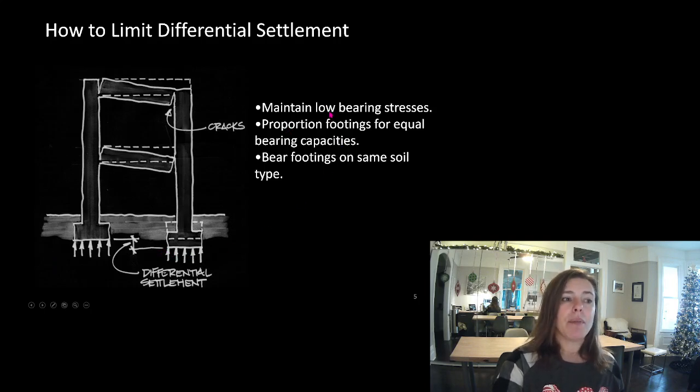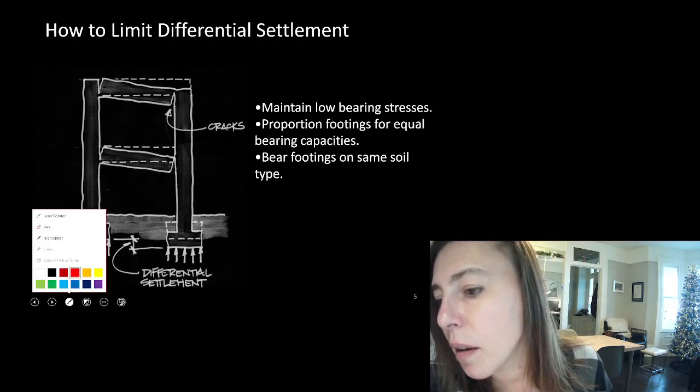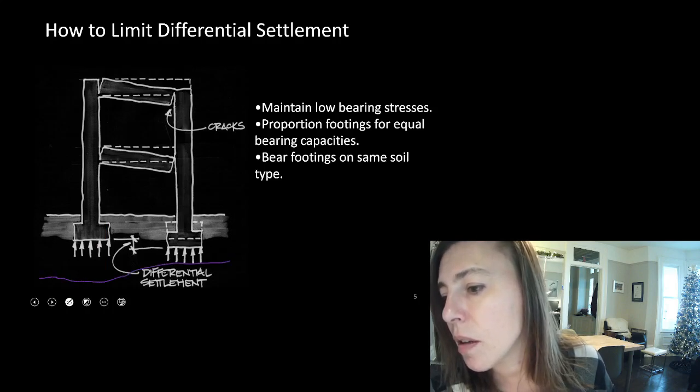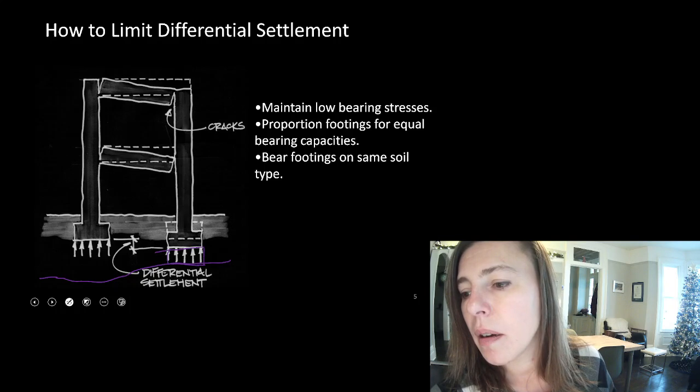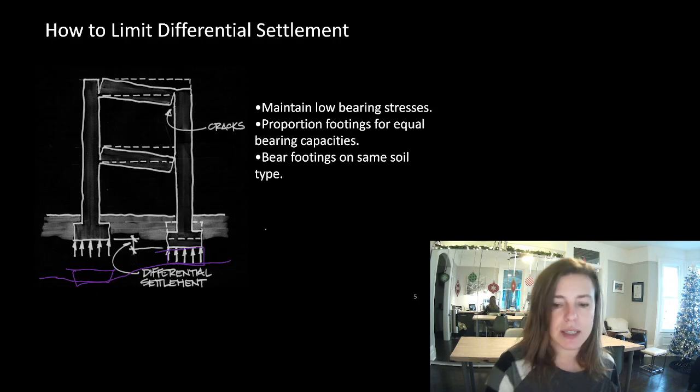If we need to do that, we can maintain low bearing stresses, we can proportion footings for equal bearing capacities, or, and this one's key, we bear footings on the same soil type. So that's often what we'll do. Sometimes a footing over here might need to come down a little bit deeper because our soil actually goes like this. If our soil looked something like that, or good soil, maybe we'd want to build our two footings in those locations instead.